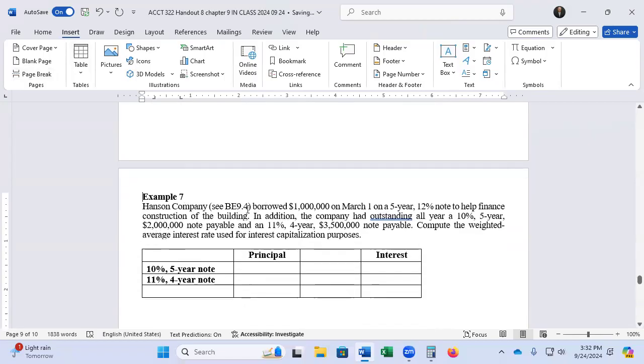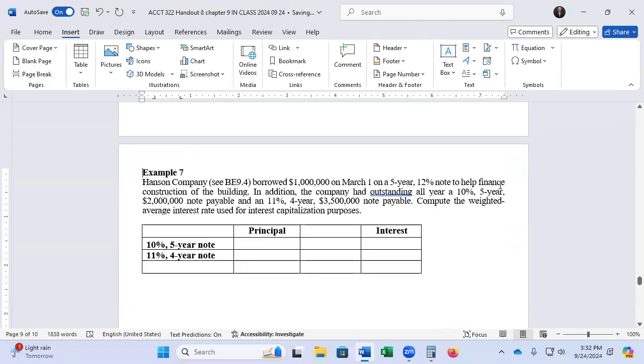Hanson Company borrowed $1 million on March 1 on a 5-year 12% note to help finance construction of the building. In addition, the company had outstanding all year a 10% 5-year $2 million note payable and an 11% 4-year $3.5 million note payable. Compute the weighted average interest rate used for interest capitalization purpose.